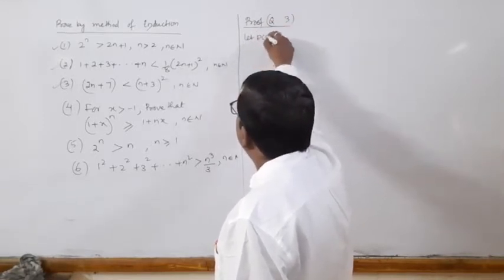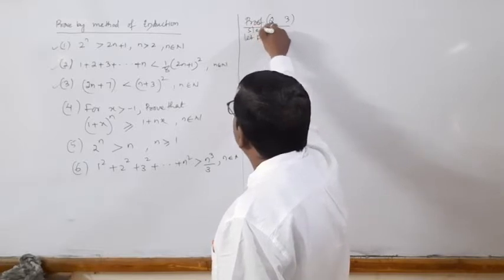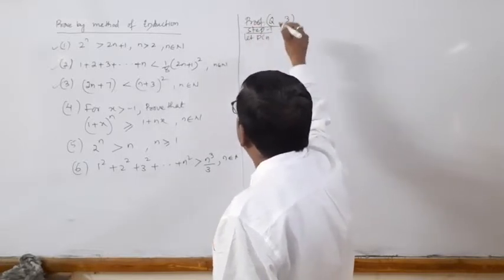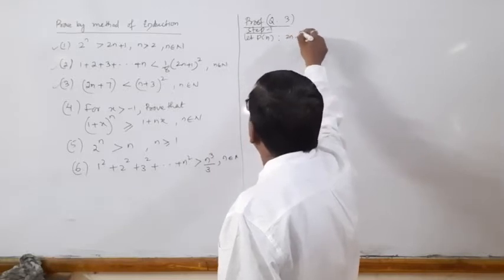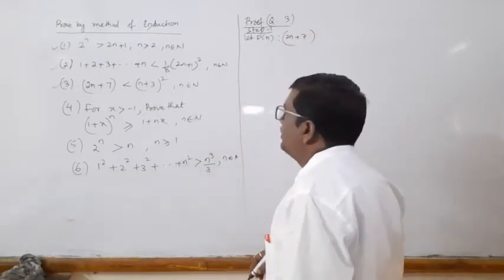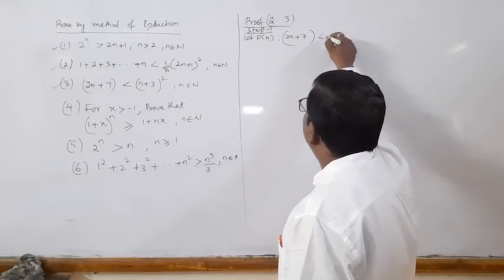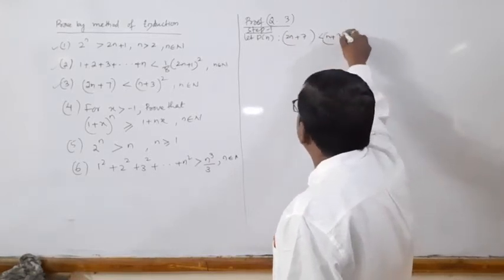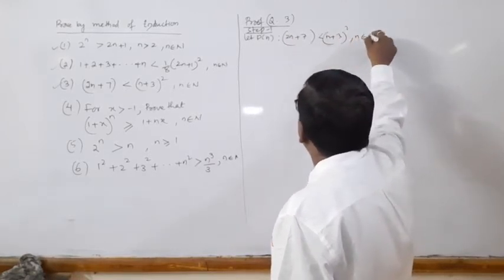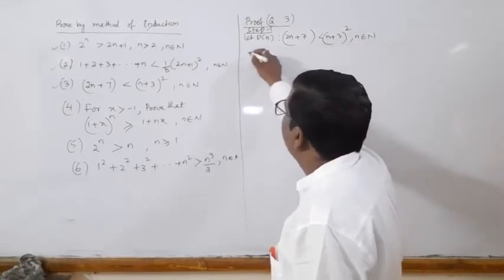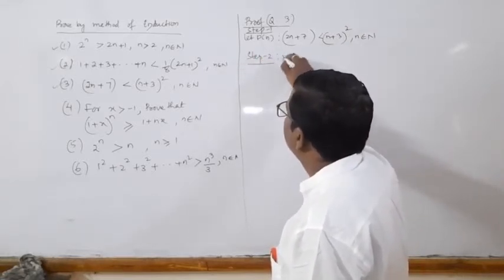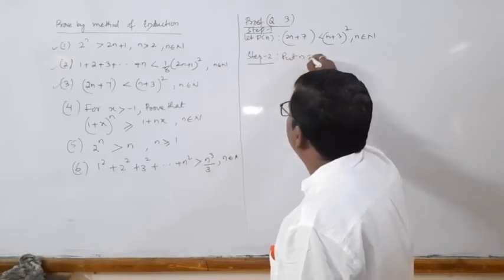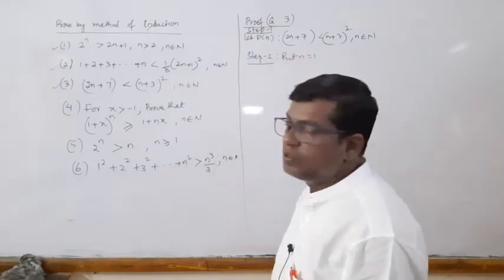Step 1. Let P(n) be such that 2n plus 7 is less than (n plus 3) whole square, n belongs to N. Step 2. Put n is equal to 1.